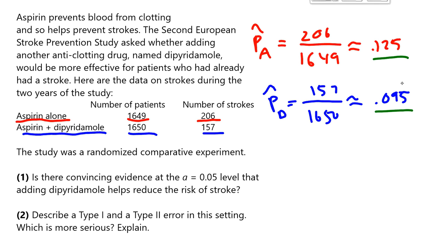The question is, this difference you're seeing, is it big enough? So that's the question we have to ask. Is there a big enough difference here to say, you know what, it's worth taking dipyridamole? It's possible this drug might have some kind of side effects, so we'd want to be sure. Okay, so when you see a question like you do in Part A, is there convincing evidence? That means it's time to do a significance test. And so here we go. Let's go through the steps of that.